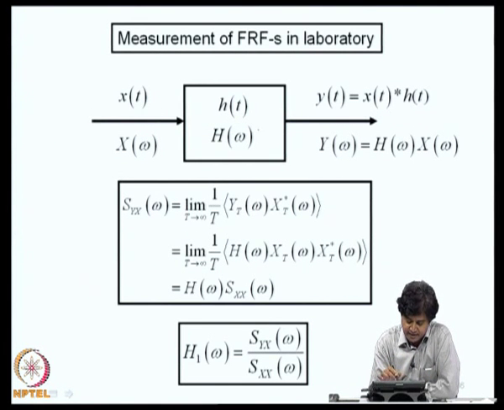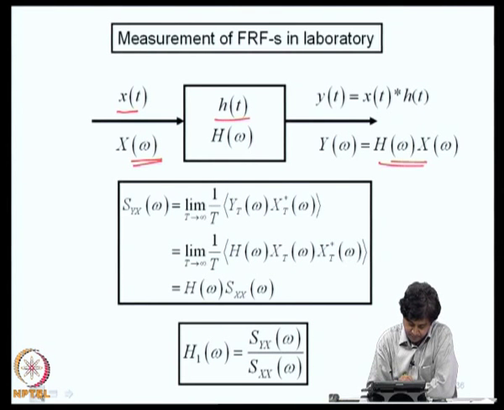So, let us start with the input output relation in time and frequency domain. If x of t is the input for a system with impulse response h of t, y of t is the convolution between x of t and h of t, and similarly if X of omega is the Fourier transform of the input, the Fourier transform of the output is obtained by multiplying the system frequency response function with the input Fourier transform, that is this.